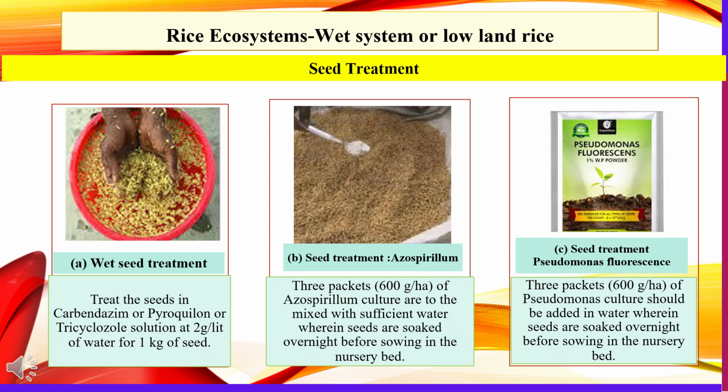Pseudomonas fluorescens seed treatment. Similarly, mix 3 packets, 600 gram per ha of Pseudomonas fluorescens culture in water. Soak the seeds overnight before sowing in the nursery bed. This treatment helps control seed-borne diseases and boosts plant health by promoting beneficial microorganisms in the soil.